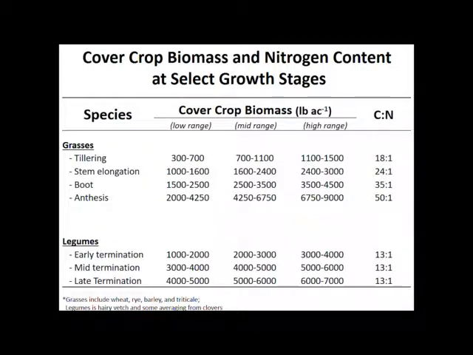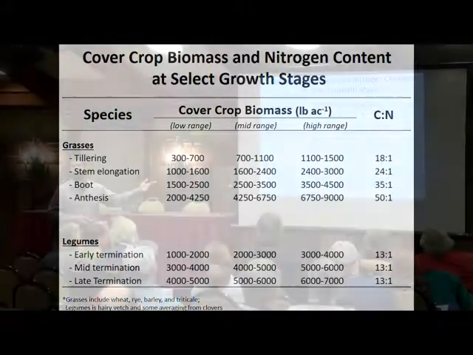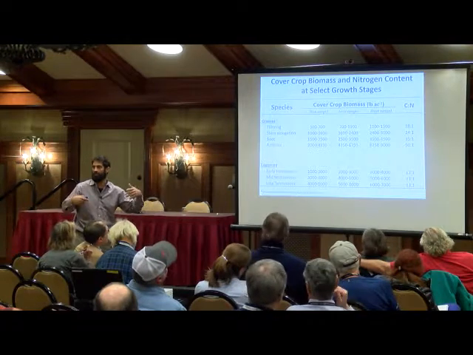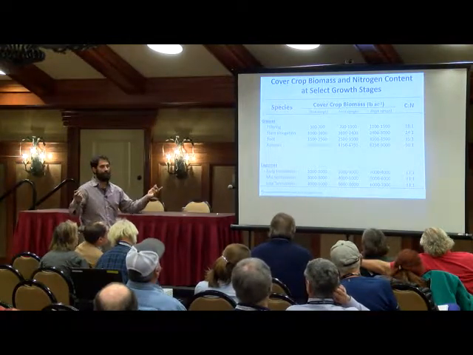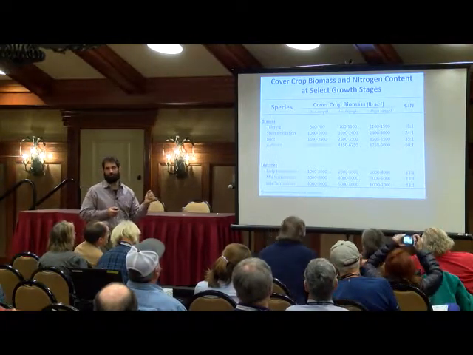And then legumes. This gives you a sense of the range of performance you can get based on the timing in which you kill it, right? You pretty much are managing in a vegetative state. When it goes to flower, that's about the maximum biomass you're going to achieve.